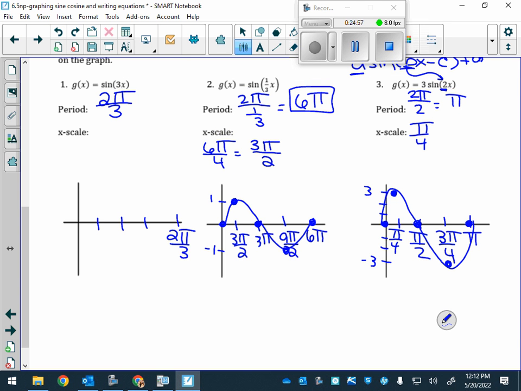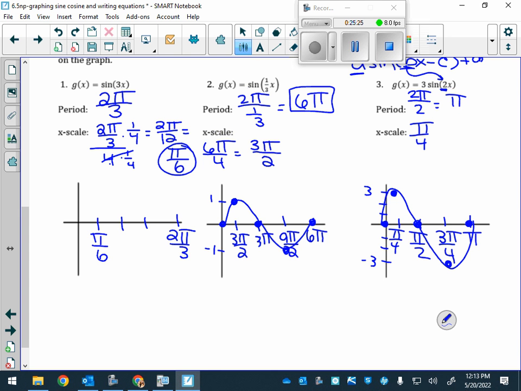Anyone figure out the scale? Sam? Pi over 6. Okay, so we take 2 pi over 3, divide by 4, right? So to get rid of that 4, you multiply top and bottom by the reciprocal. So we end up with 2 pi over 12, which is pi over 6.